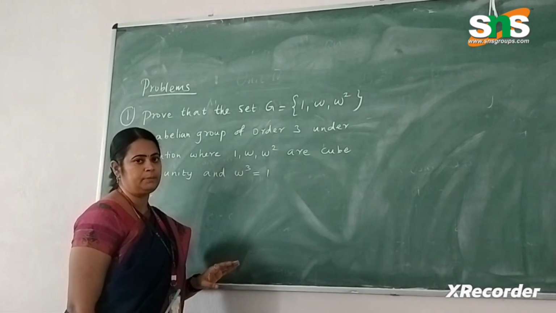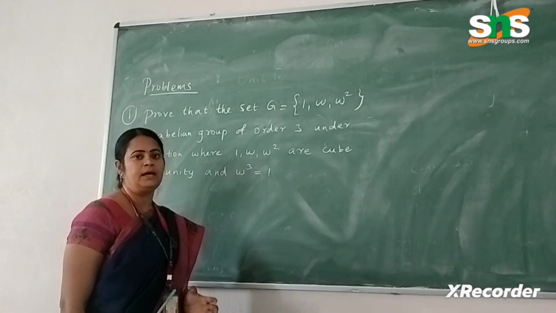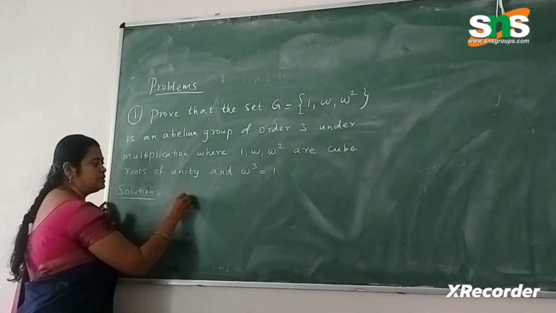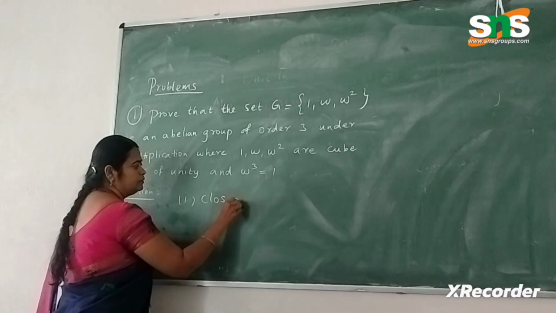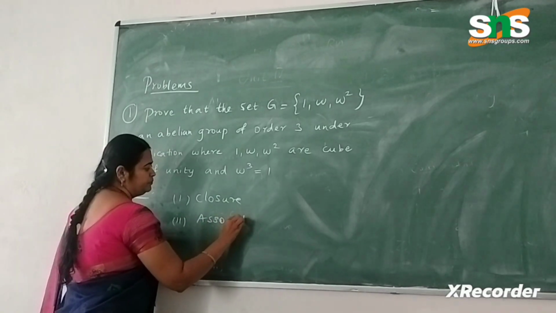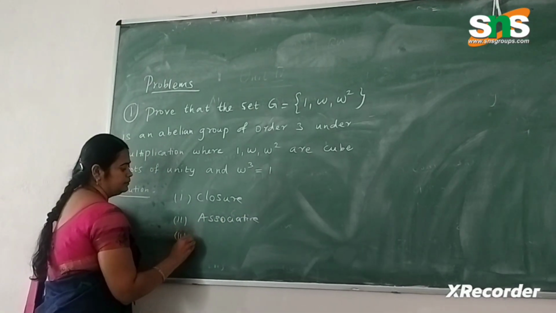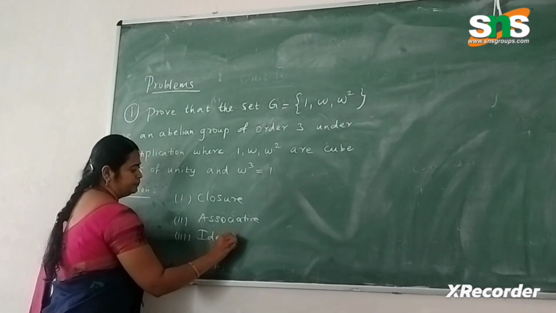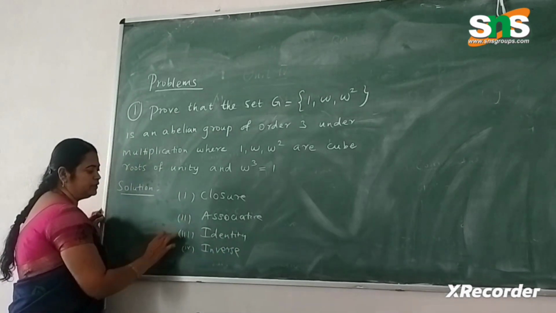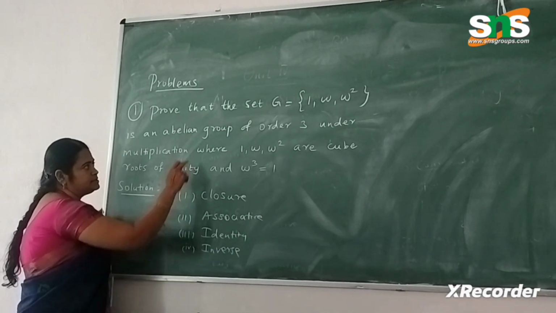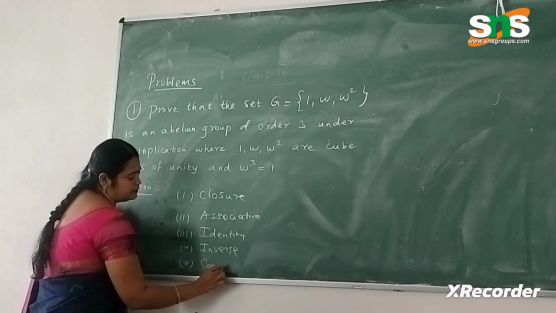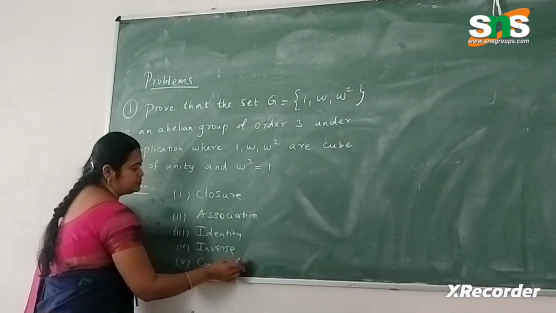An abelian group is nothing but, first of all, it should satisfy the group conditions, together with the abelian condition. Abelian is nothing but commutative. So what are the conditions you have to prove? The first condition is closure. The second one is associative. The third one is identity. The fourth one is inverse. These four conditions are enough to say this is a group. The last condition, for proving abelian, you have to show it is a commutative group. So these are the 5 conditions we are going to prove.